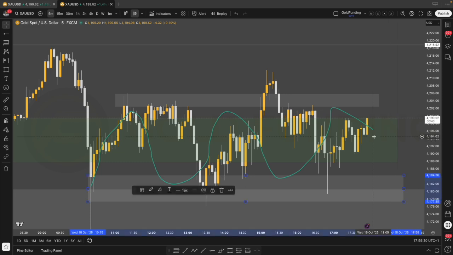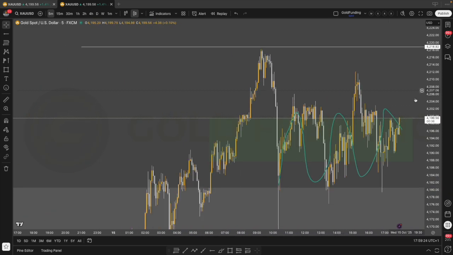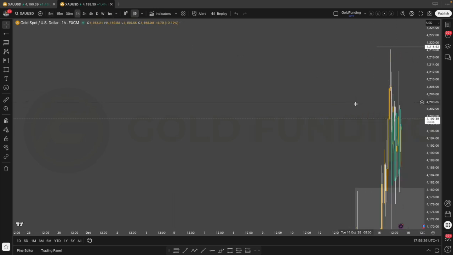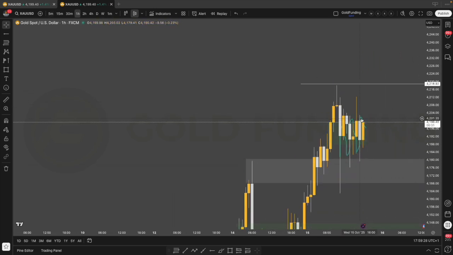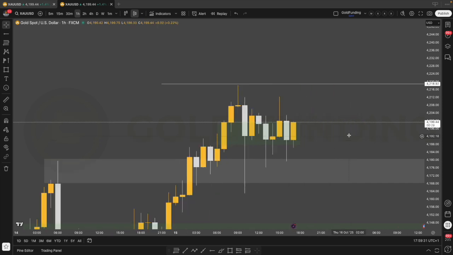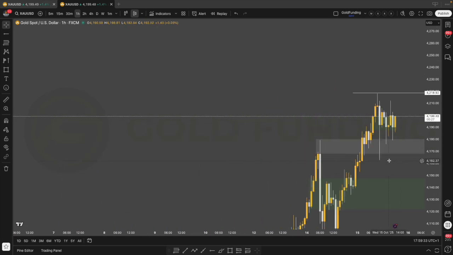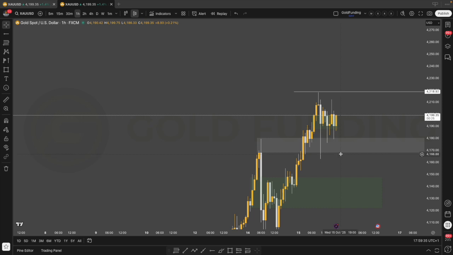So what does that indicate to us now? That indicates that we are at quite an important pivotal point for gold. If we are going to see a move take place, it's going to be quite a big move, and it's going to push away from this area here.